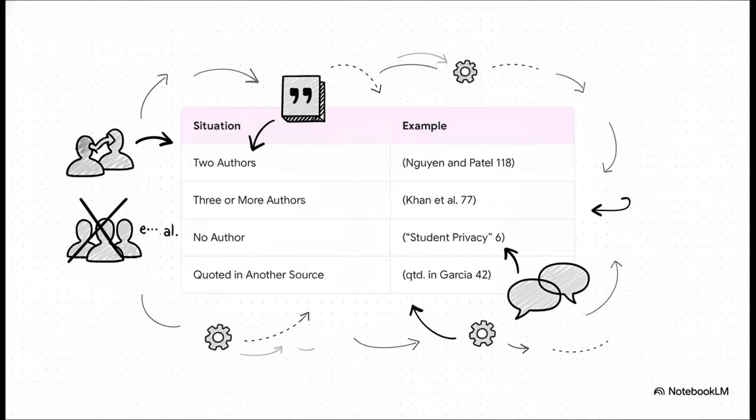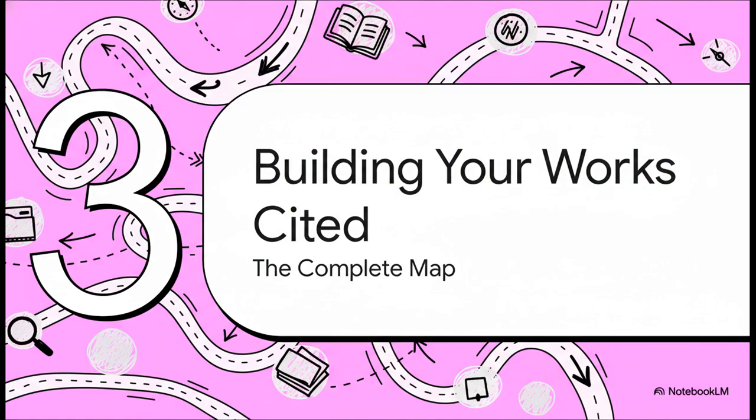If you can't find an author, you just use a shortened version of the article's title in quotation marks. And if you're quoting someone who is quoted in your source, you use QTD in to show that. See? It's all just simple, predictable patterns. Okay, so we've got the signals down. Now it's time to build the map.